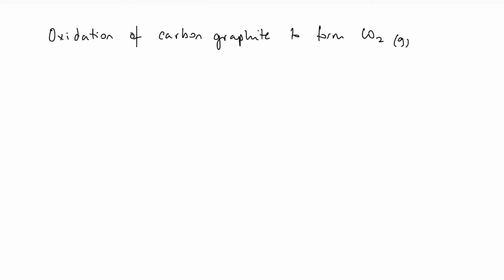My example is the oxidation of carbon graphite to form carbon dioxide. Now, I can react carbon directly with oxygen to make carbon dioxide. And I can measure that enthalpy change. It would be enthalpy change of combustion. And we find that to be minus 393 kilojoules per mole. So as expected from a combustion reaction, it is pretty exothermic.